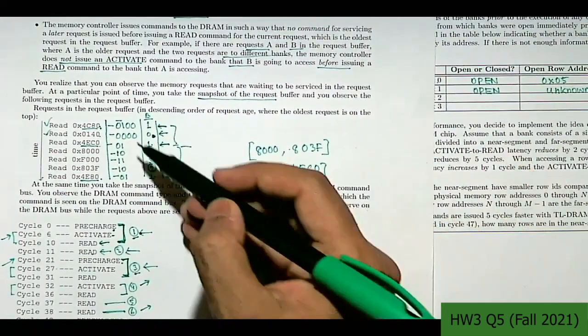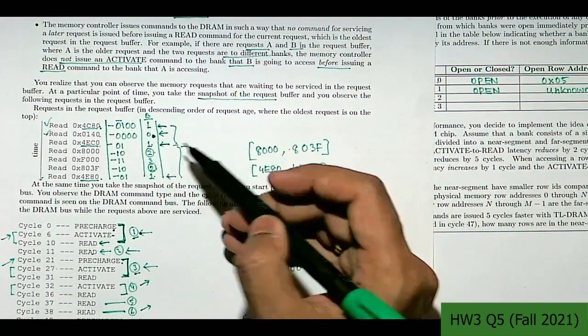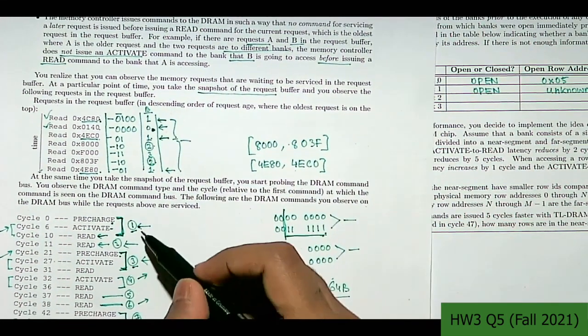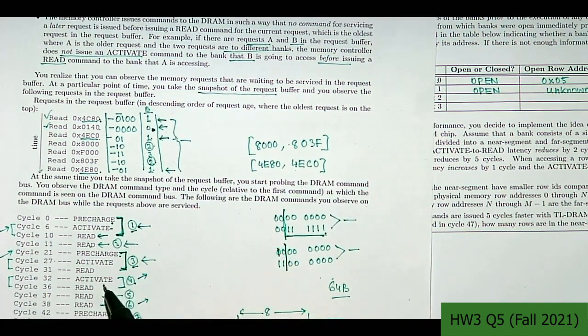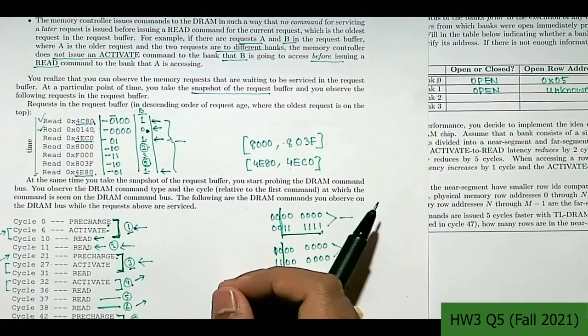Let's go to bank 2. This is the one, the fourth access. The fourth access basically says activate and read. On what condition do we have activate and read?